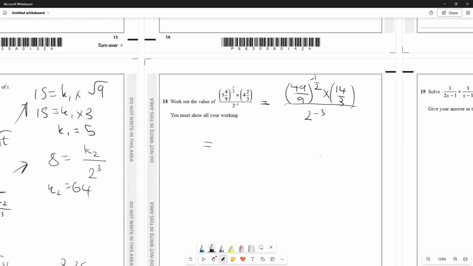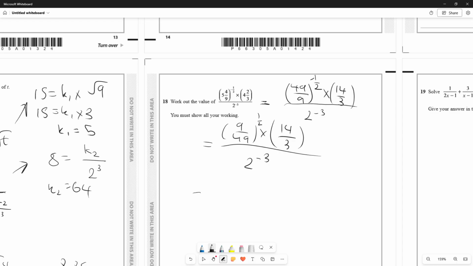So let's write these out again, and this will be 9 over 49 to the power half times 14 over 3. 2 to minus 3, and this is the power of half. Now, fractional power means you have to do the root, the square root, cube root, fourth root, fifth, whatever, depending on the denominator. So 2 means the square root, if we had 3, cube root, 4, fourth root, and so on.